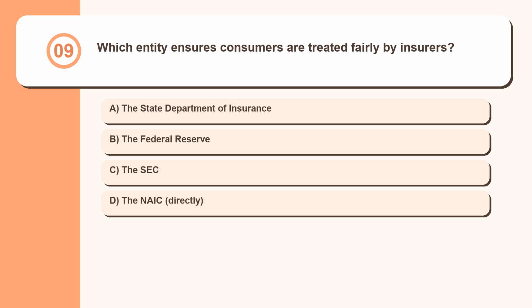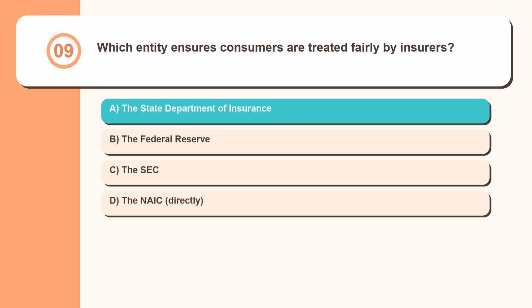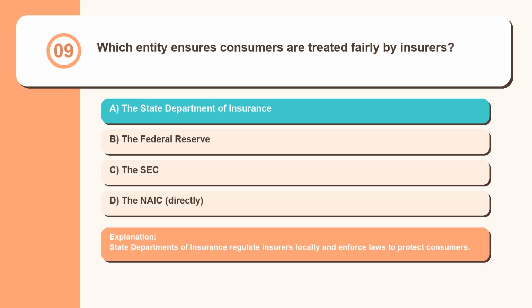Question 9. Which entity ensures consumers are treated fairly by insurers? The State Department of Insurance, the Federal Reserve, the SEC, the NAIC directly. State departments of insurance regulate insurers locally and enforce laws to protect consumers.